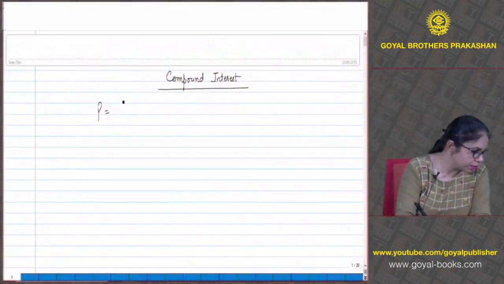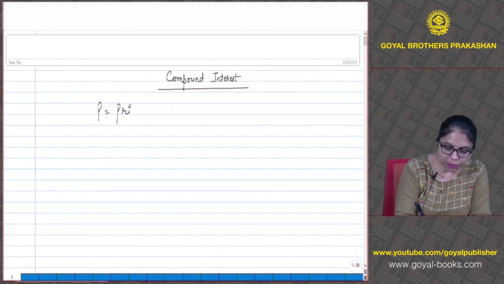Our next chapter is compound interest. Students, most of the time we borrow money from a bank or we deposit money in the bank. The money which we borrow from the bank or the money which we deposit in the bank is called principal.